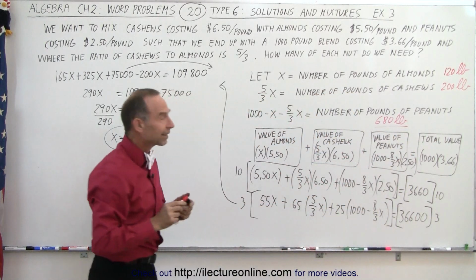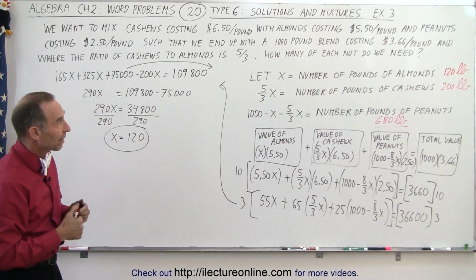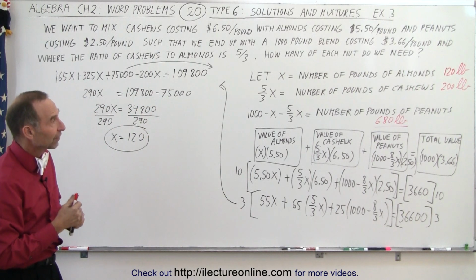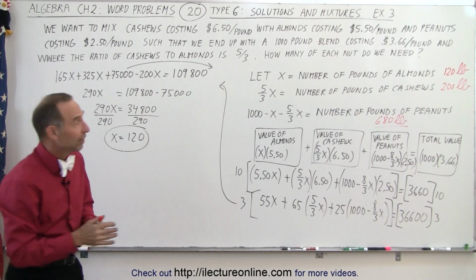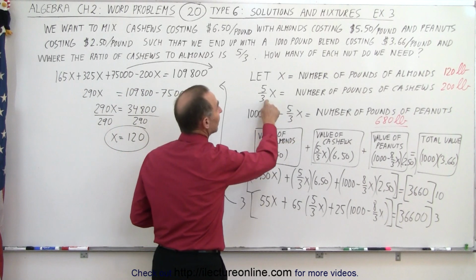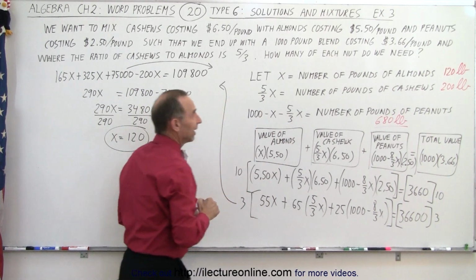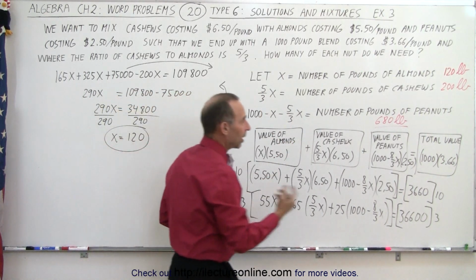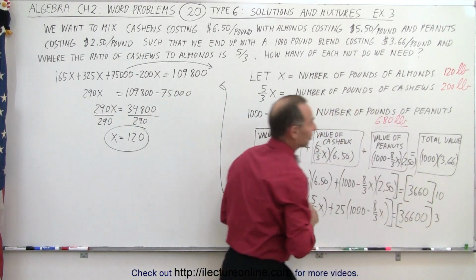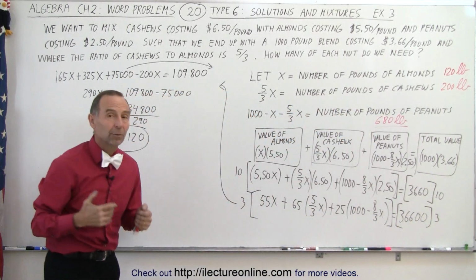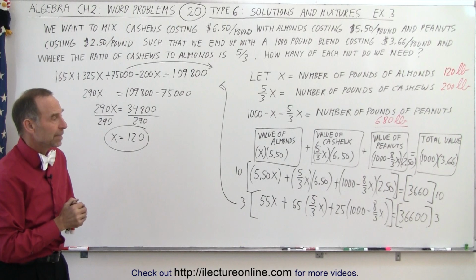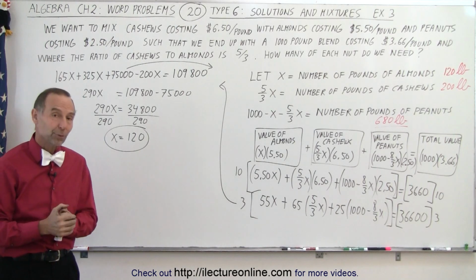So with that kind of blend, 120 pounds of almonds and 200 pounds of cashews, because we were required to have 5/3 as many cashews as almonds, and with the condition that the cost of the blend was $3.66, the remainder, 680 pounds, had to be peanuts. And that is how we do a problem like that.